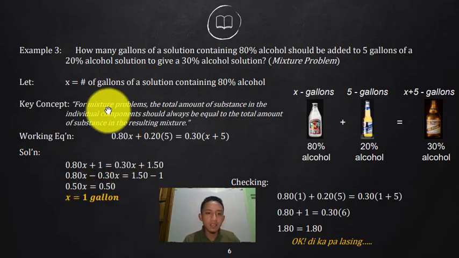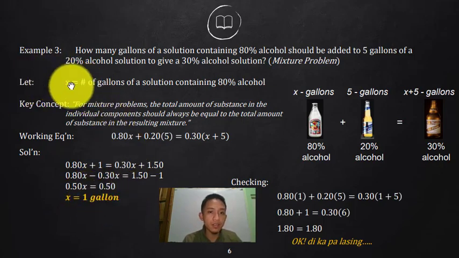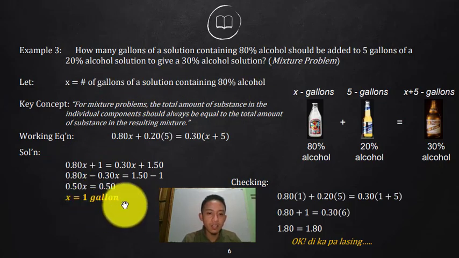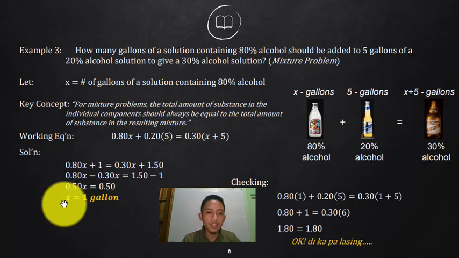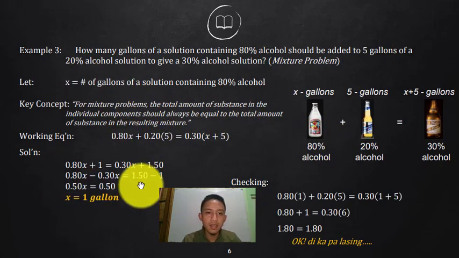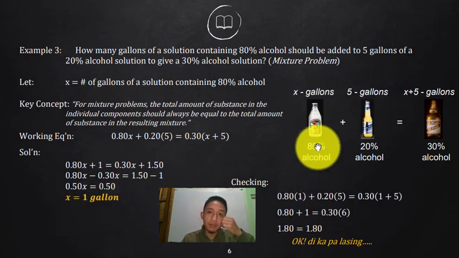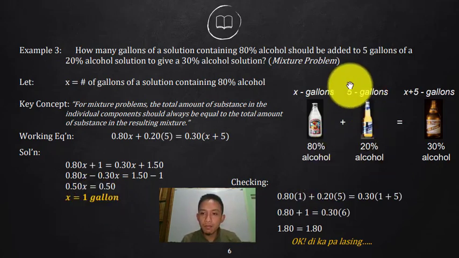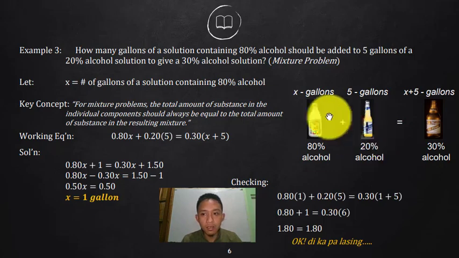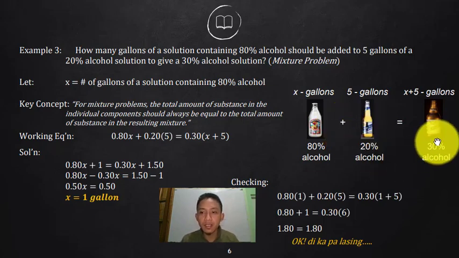What is that? Go back to your assumption. X is the number of gallons, so x is 1 gallon. That means you should mix 1 gallon of 80% alcohol with 5 gallons of 20% alcohol for you to end up with 30% alcohol.